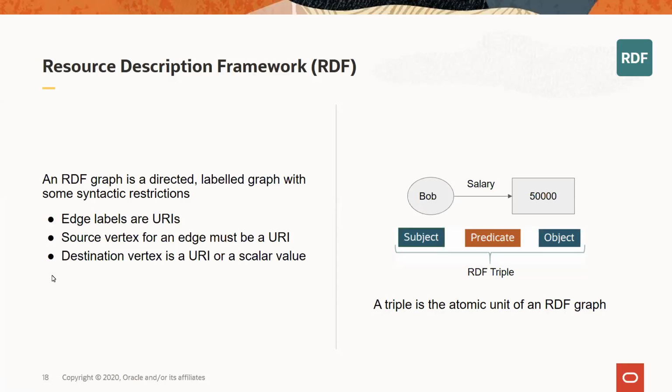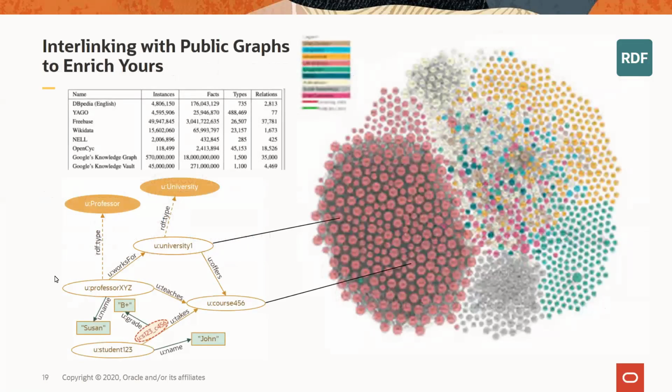So the edge labels are URIs. So over here, the subject is a URI. The edge is also a URI, and the destination vertex or node is a URI or a scalar. So for non-literals like numbers, they can be not URIs. And that's why the graph is also called sometimes a triple store.